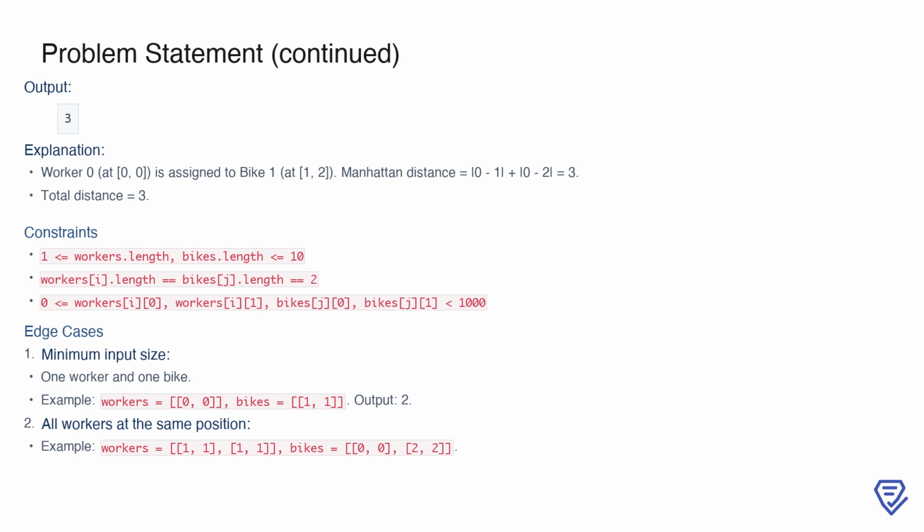Now consider a simpler example with just 1 worker and 2 bikes. The worker is located at (0, 0), while the bikes are at positions (2, 1) and (1, 2). To minimize the distance, the worker is assigned to bike 1, which is at (1, 2). The Manhattan distance for this assignment is calculated as |0-1| plus |0-2|, which equals 3. Since there's only 1 worker, the total distance is simply 3, which is the output. This case demonstrates how the algorithm handles situations where there are more bikes than workers.